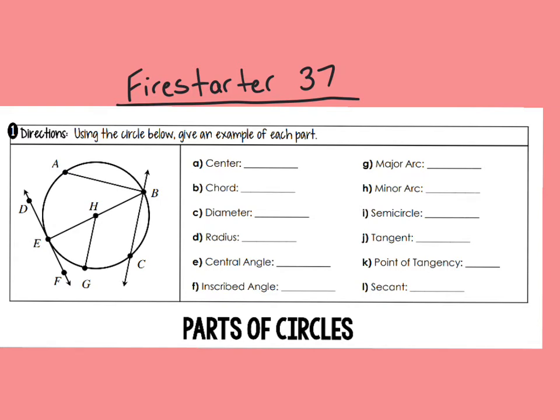Now, what we're going to start with is just the parts of a circle. So we look at this circle over here. And it's really important that we understand that all these different things are different parts of the circle. All right. So the center obviously is just the center point of the circle. So the center is going to be H, right? Pretty easy to explain. All right.